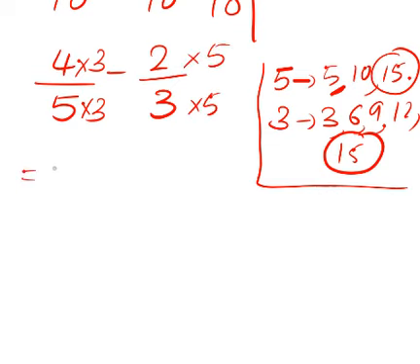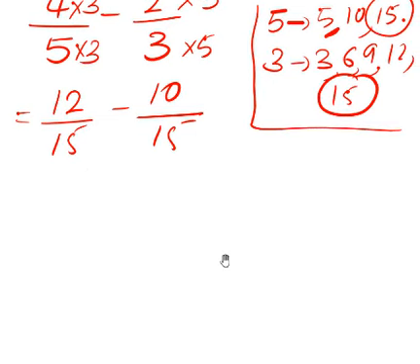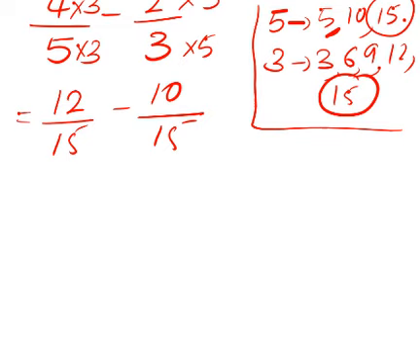Okay, so this becomes 12 over 15 minus 10 over 15. So now these are like fractions with same denominator. So the answer's denominator will also be 15. Then 12 minus 10 is 2. So the answer is 2 over 15.